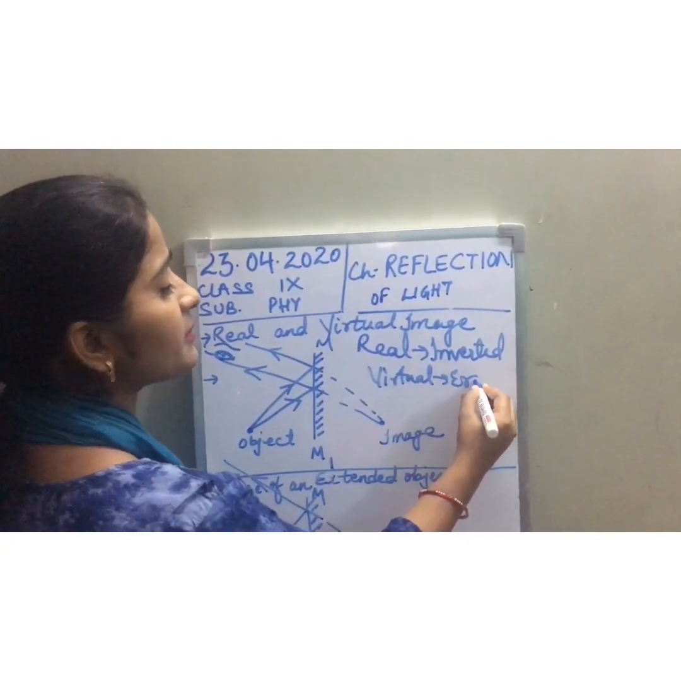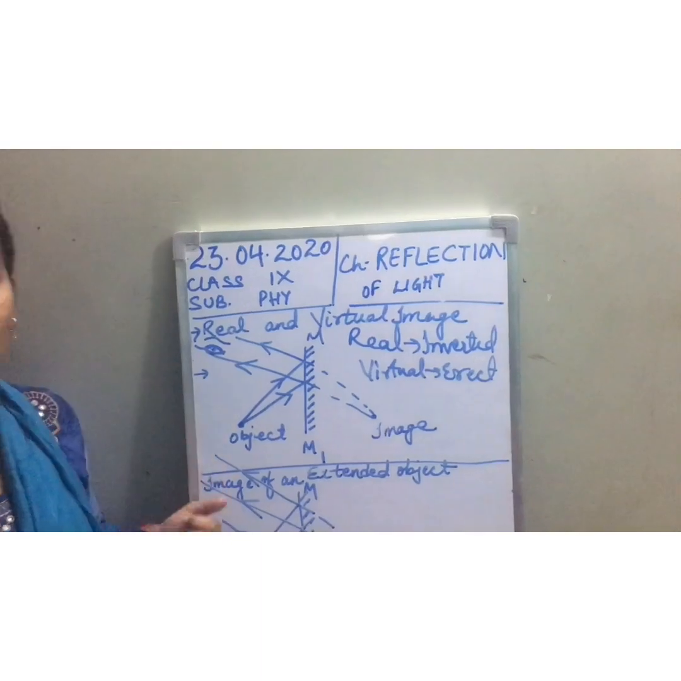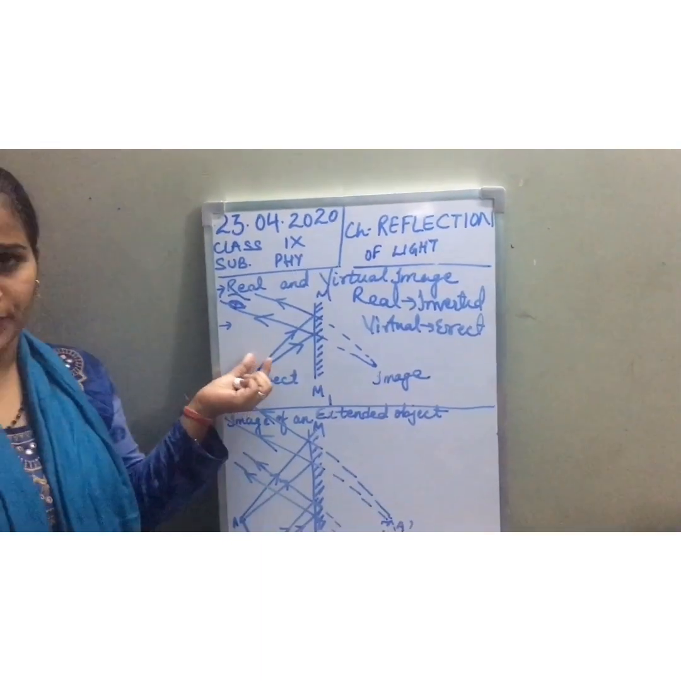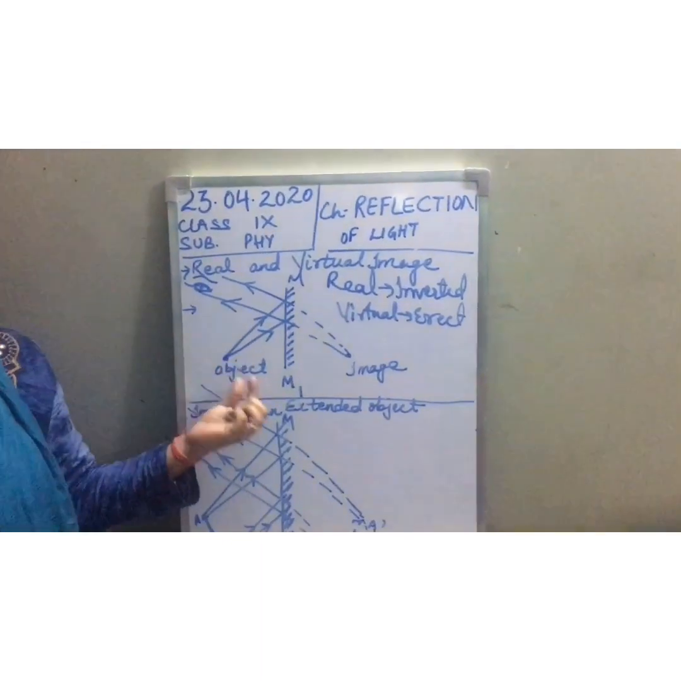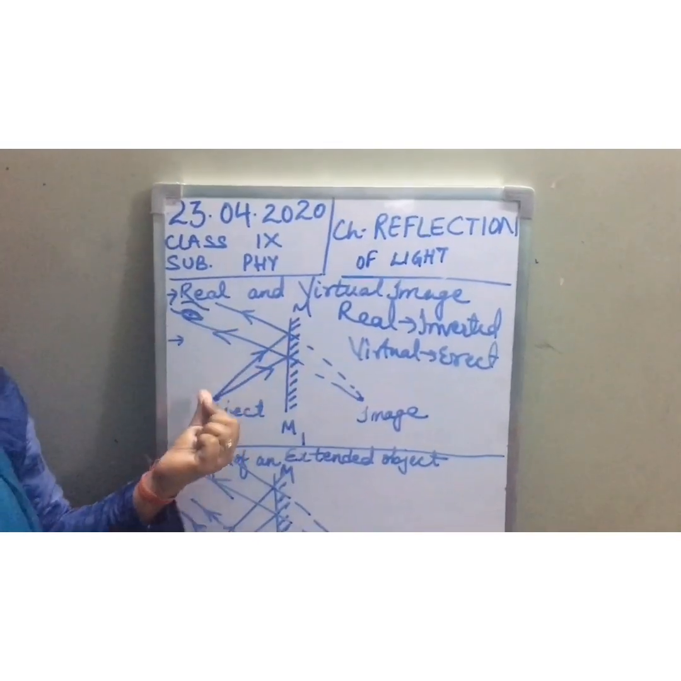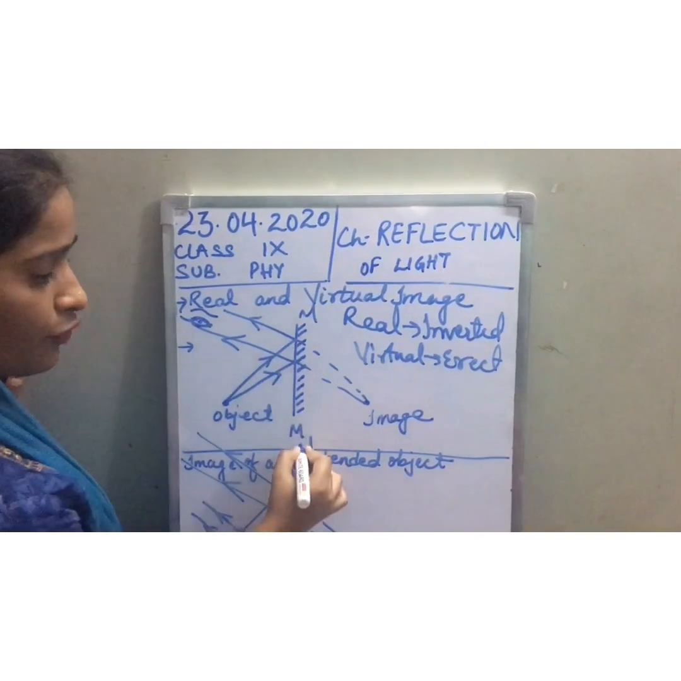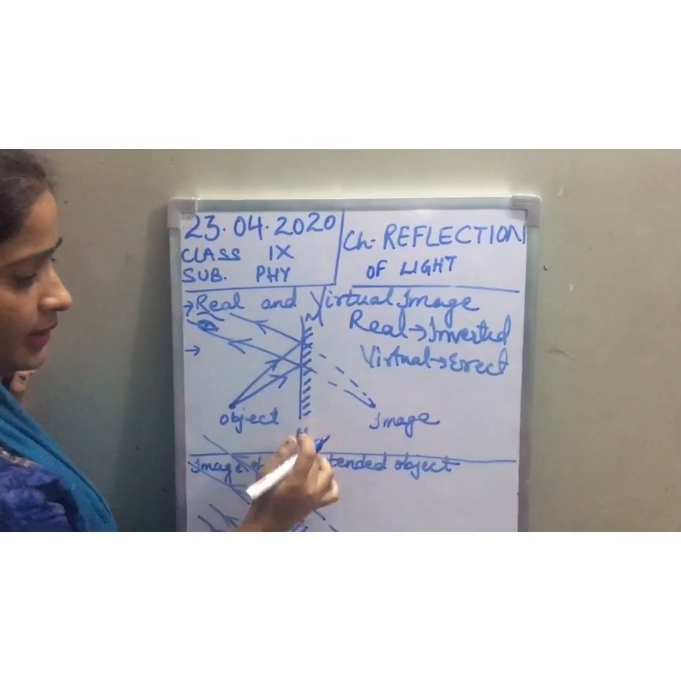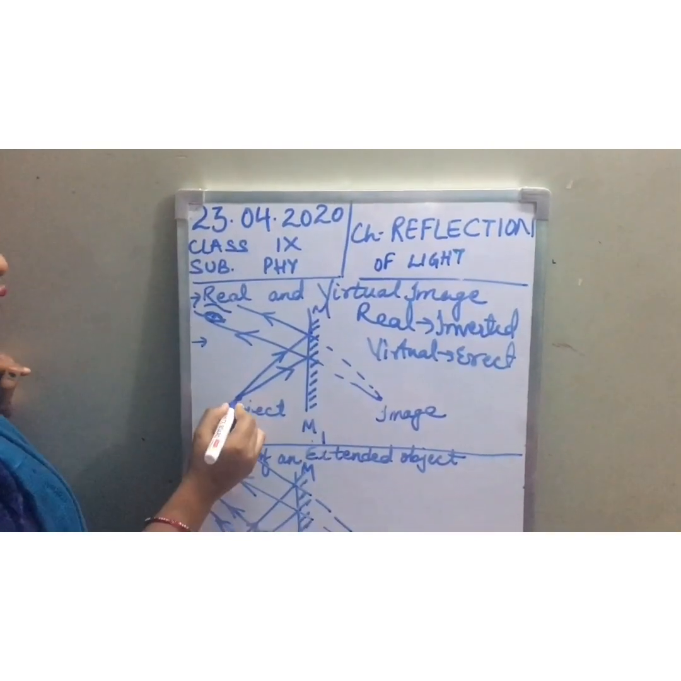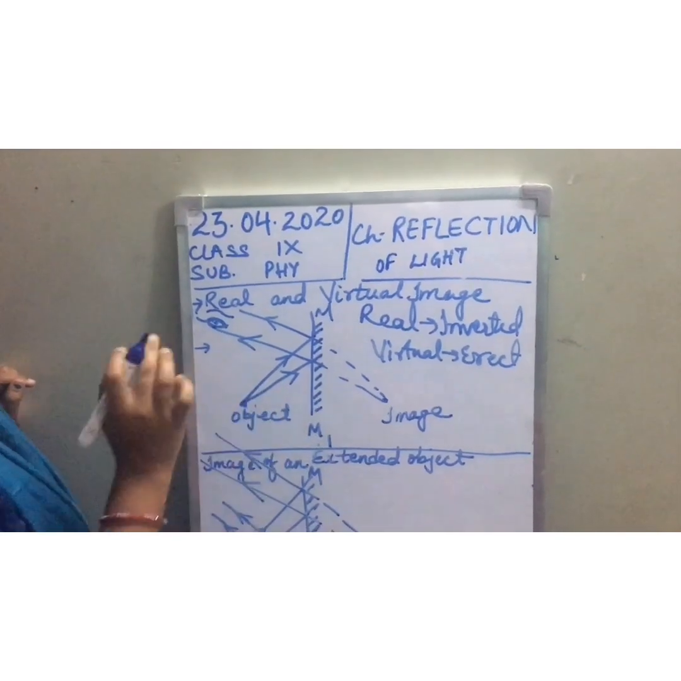After that, I explained in that video how to form an image of a point object which is in front of a plane mirror. Again I am explaining. See, for example, MM1 is a plane mirror. Who is the object in front of this mirror?